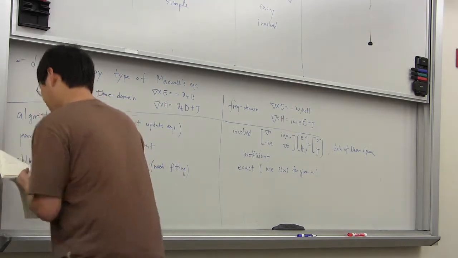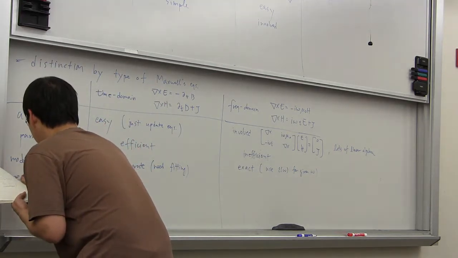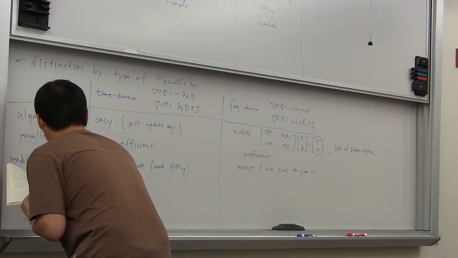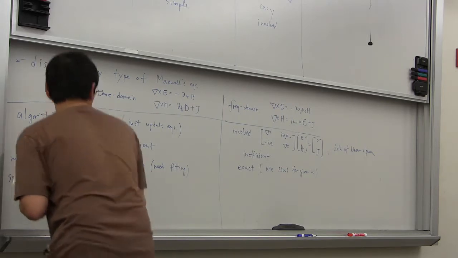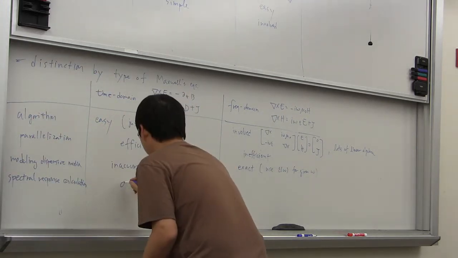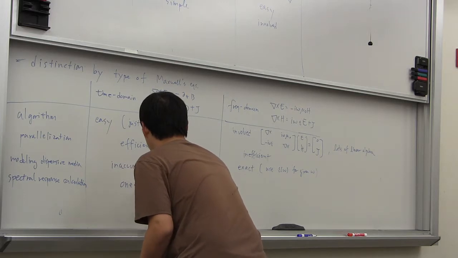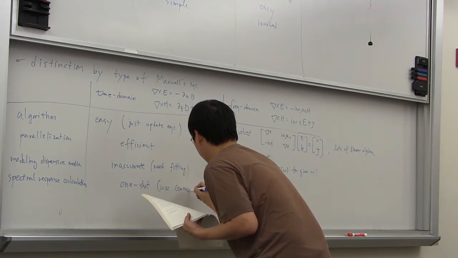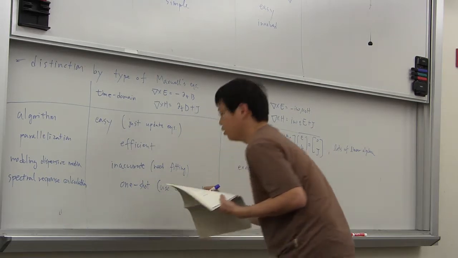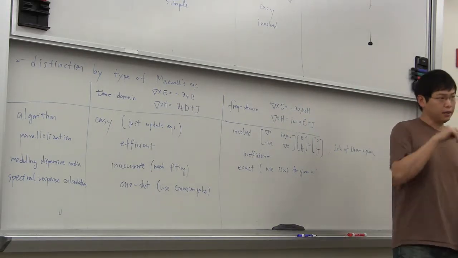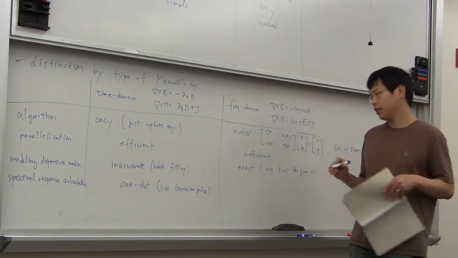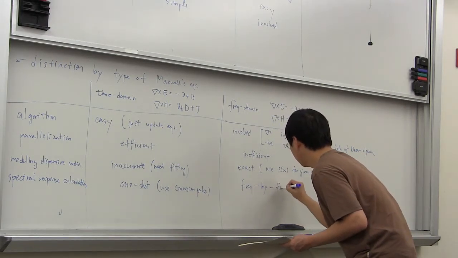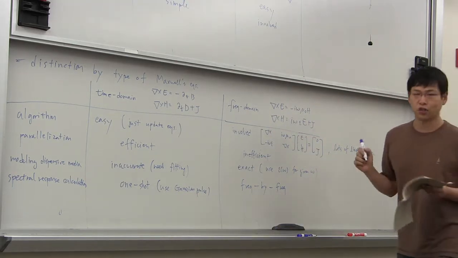And for spectral response calculation, time domain is just a one shot calculation. You can just use a Gaussian pulse, which contains many frequency components, but you need to do it frequency by frequency in a frequency domain solver.